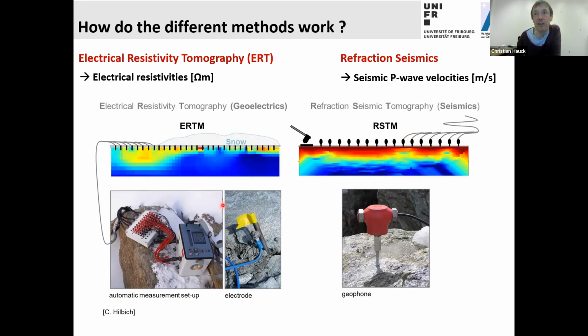So quite similar. Of course, in practice, in resistivity, we need to put in the electrodes, which might be an effort, but afterwards the instrument is just measuring by itself, whereas in seismic, we have to have much more effort in generating the source.